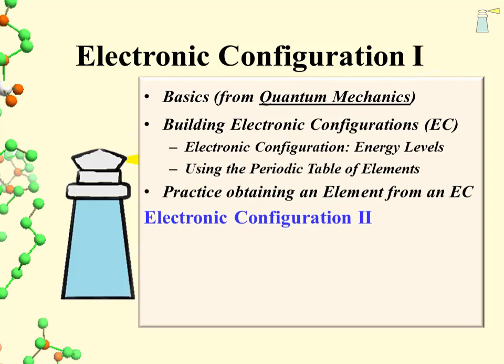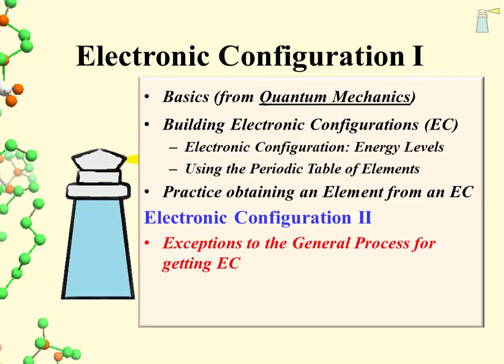As a heads up, for what's covered in the second lecture on this topic, Electronic Configuration Part 2, there are two topics. The first is a look at the exceptions to the general process for getting electronic configurations. And the second is expanding the process to get ion ECs. There is also a section where we practice these procedures with a quiz. The quiz can be viewed by itself following this lecture.